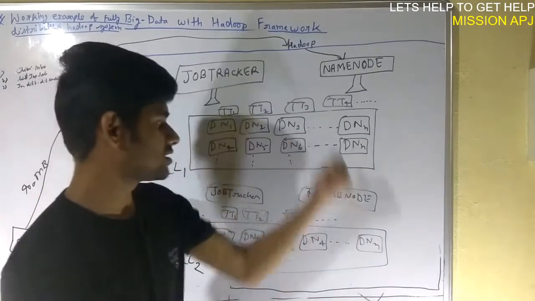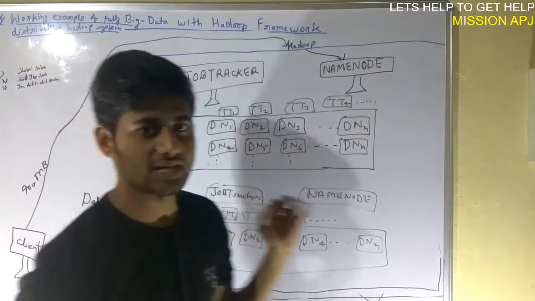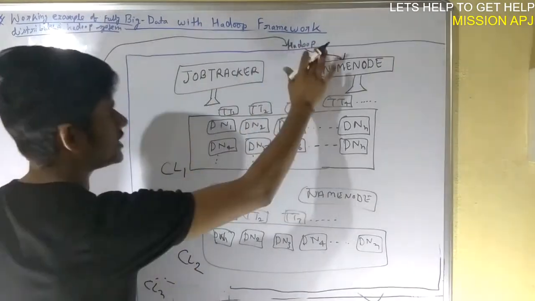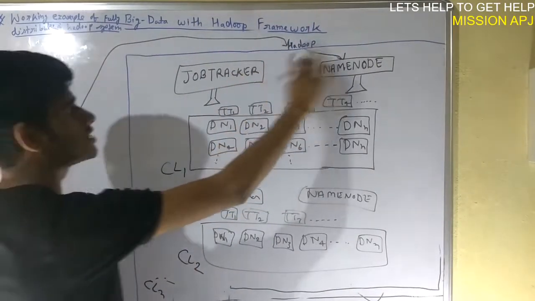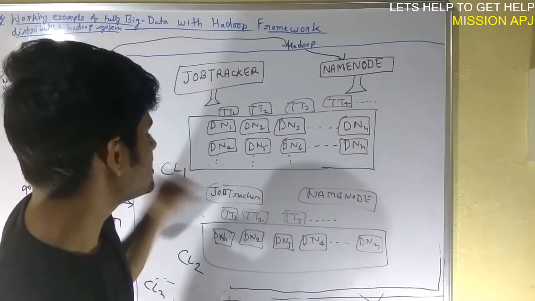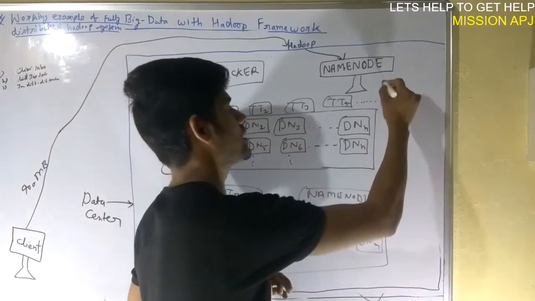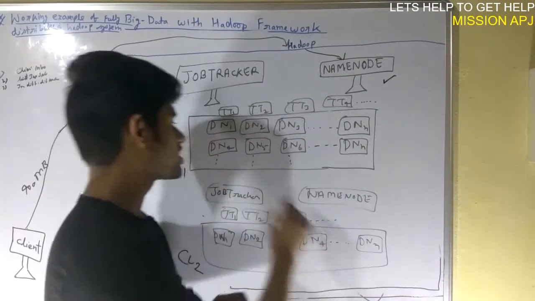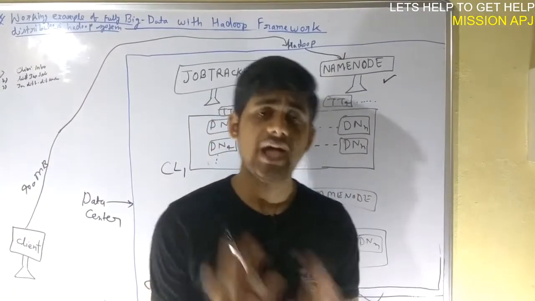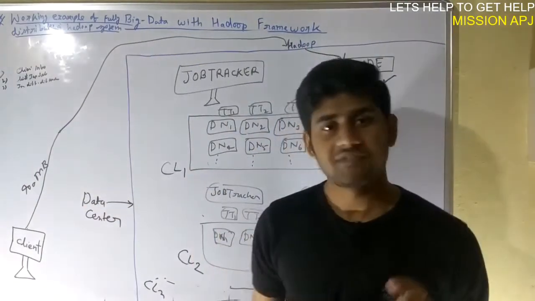I am just showing only 2 clusters in a data center, but actually there is a huge number of clusters available. Now foreign data will come to Hadoop, and it will be decided by the whole Hadoop system, that is HDFS, in which cluster it will be stored. Suppose the cluster 1 has been chosen for storing the 400 MB of data.